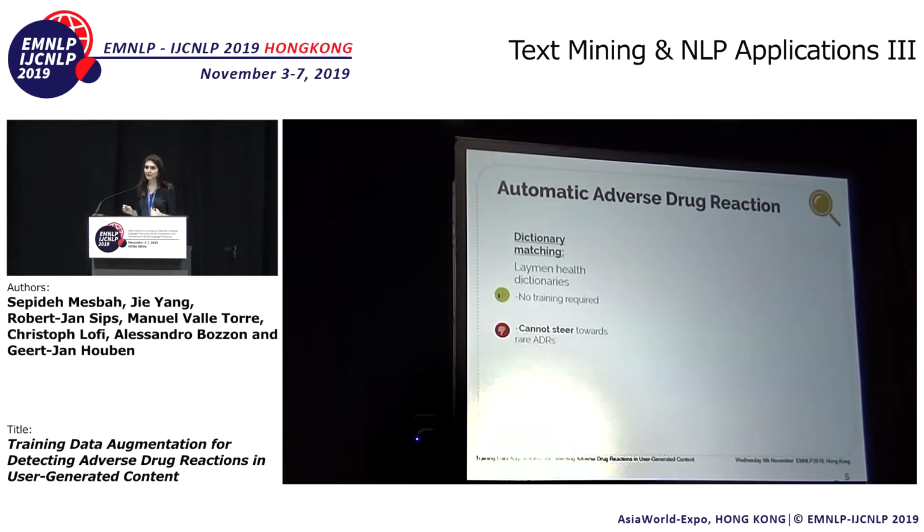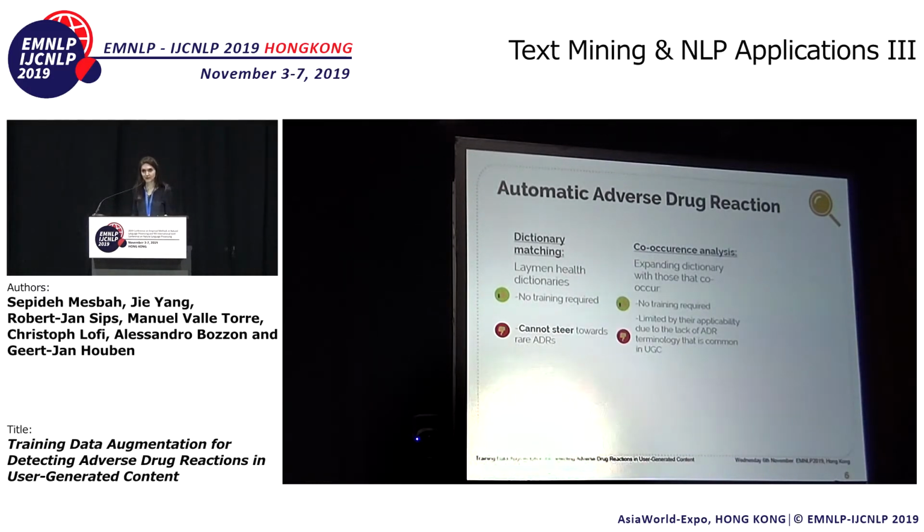The existing techniques for automatic adverse drug reaction detection mainly rely on dictionary matching, which tries to match the words in layman health dictionaries to the words in the text. This is good on one side because no training is required, but on the other side it is not able to detect rare ADRs, so it is only limited to the words in the dictionary.